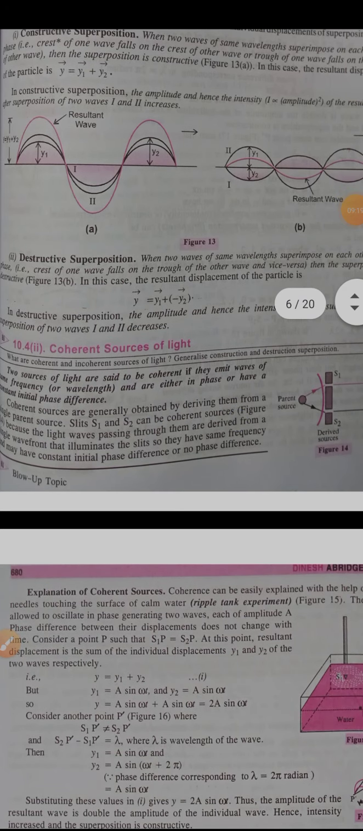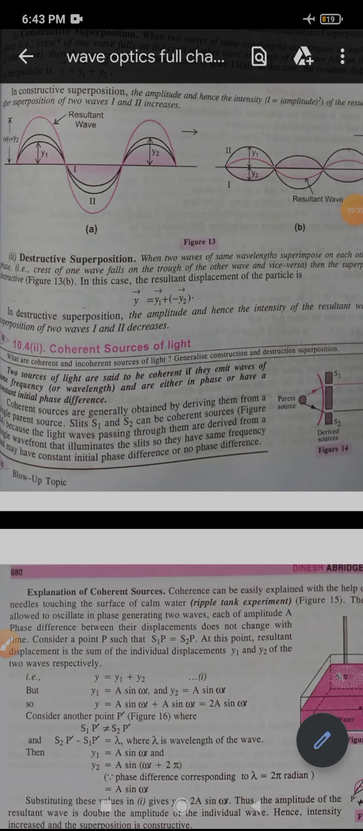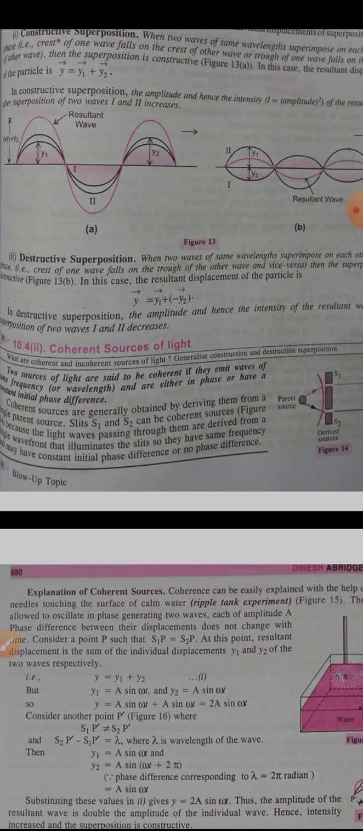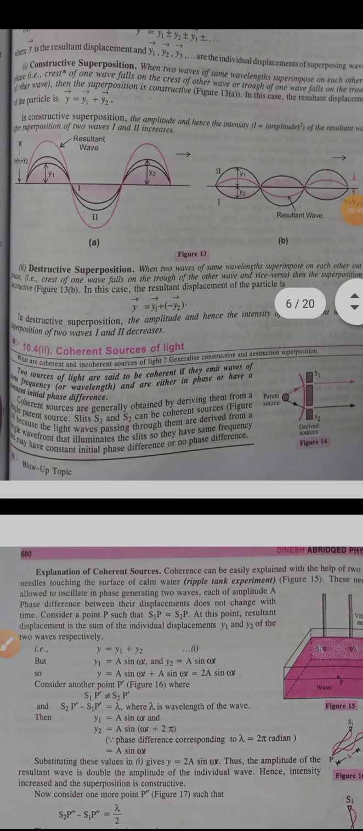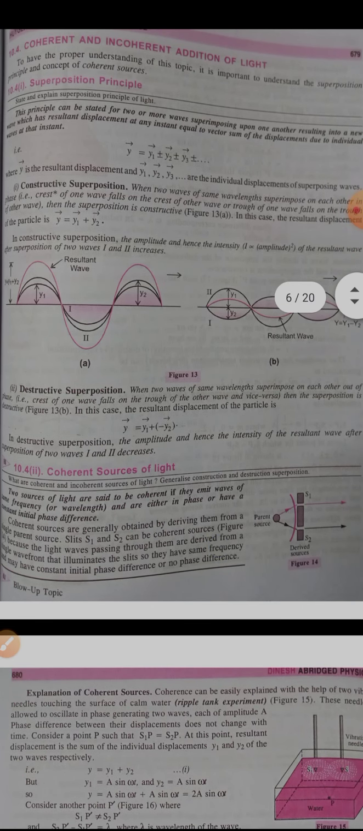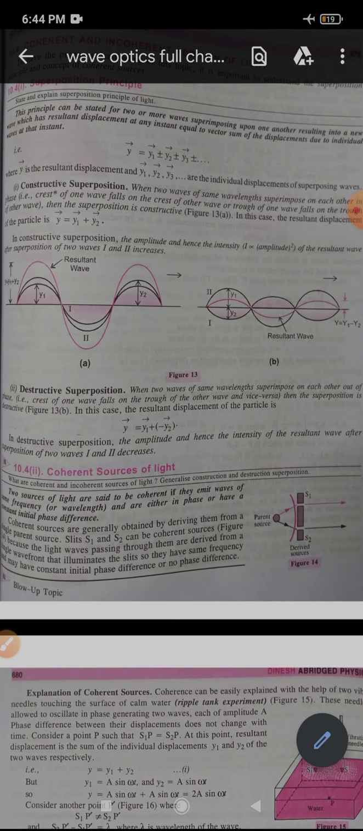And we have another one, that is destructive superposition. In case of a destructive superposition, when waves of the same wavelength superimpose on each other out of phase, that is, the crest of one wave falls on a trough of another wave, they form a destructive superposition.